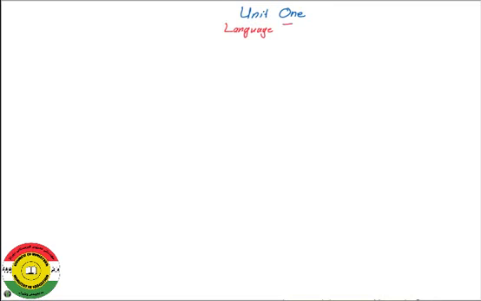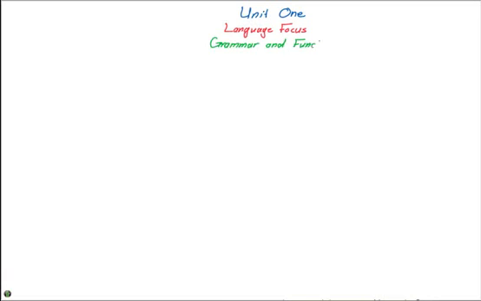My dear students, we are here to talk about some points, some topics about the book Sunrise 12. First of all, we talk about Unit 1. Language focus. Grammar. And functions. Lesson 1.